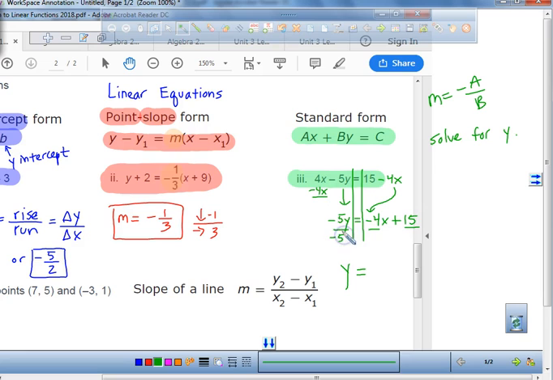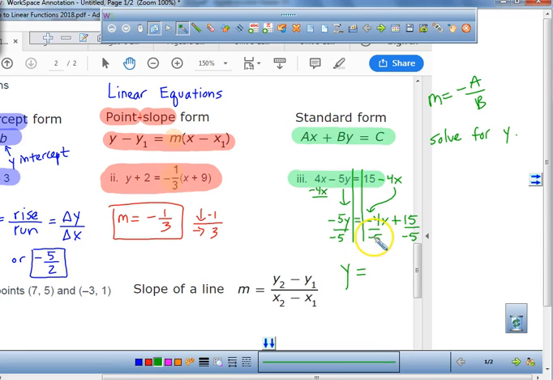-5. No, not -5y, just -5. So I divide this by -5. And I divide this by a -5. Now, a -5 divided by a -5, it's a beautiful thing that happens. Cancel out to a positive 1. Alright, because a negative divided by a negative is a positive. Alright, so we're just left with one more.